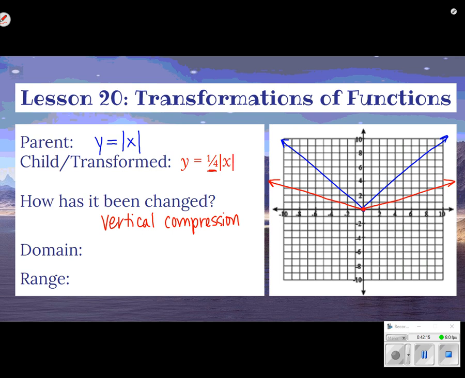Okay, so let's see how that affects the domain and the range. The domain: how far left? Negative infinity. How far right? Positive infinity. The range: how low does it go? Looks like a y value of 0, and it goes up to positive infinity.